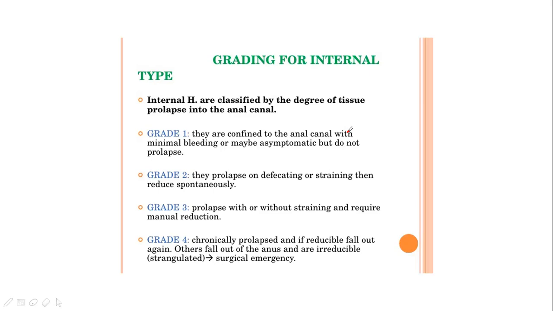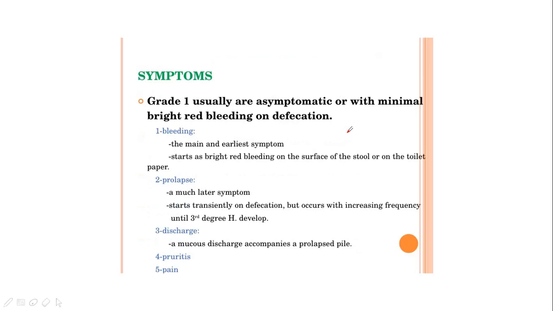Now you should know about the four grades of the internal hemorrhoids. The external hemorrhoids always occur outside of the canal, so they don't go inside. They can become thrombosed. They become painful because they are presented externally. The internal could be grade 1, grade 2, grade 3, or grade 4. Grade 3 is manually reducible. Grade 2 is spontaneously reducible, and grade 4 could not be reduced.